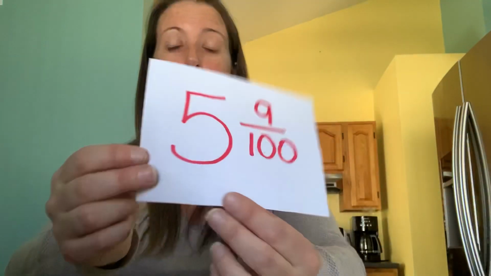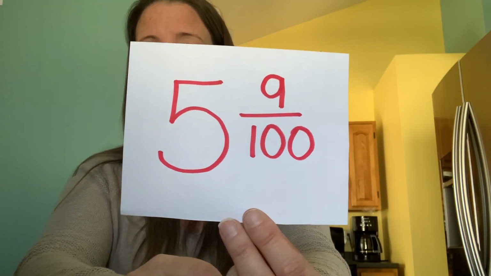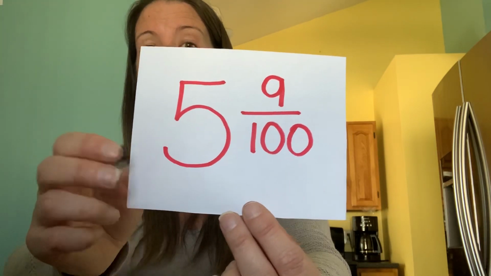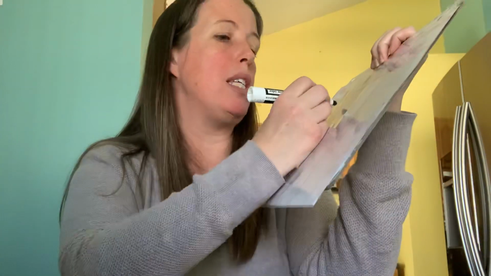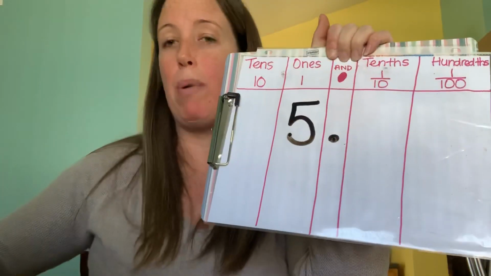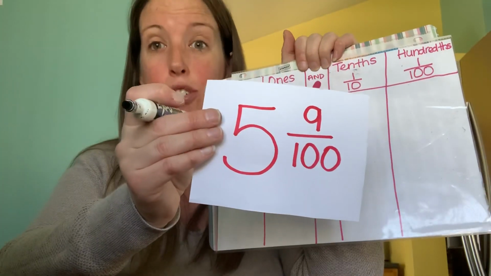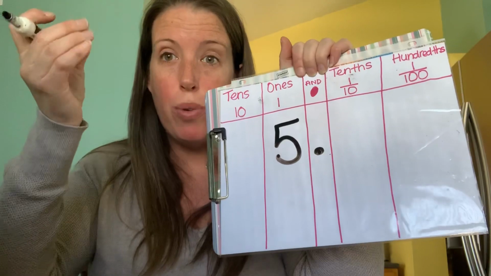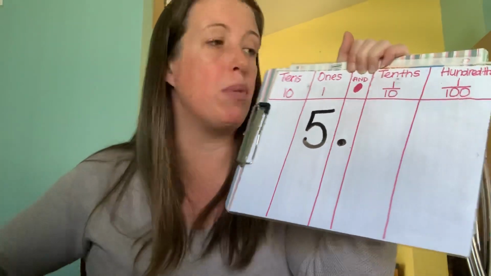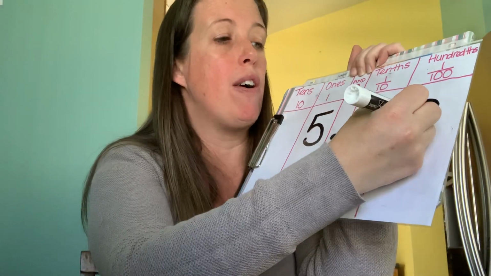Here comes the sneaky one. Take your time with this one. It might be a little trickier. I read this as 5 and 9 hundredths. So in my ones place, I'm going to put a 5. And here comes the tricky part. 9 hundredths. So I know I need to show the digit 9, but it has to appear in my hundredths place, which is over here.